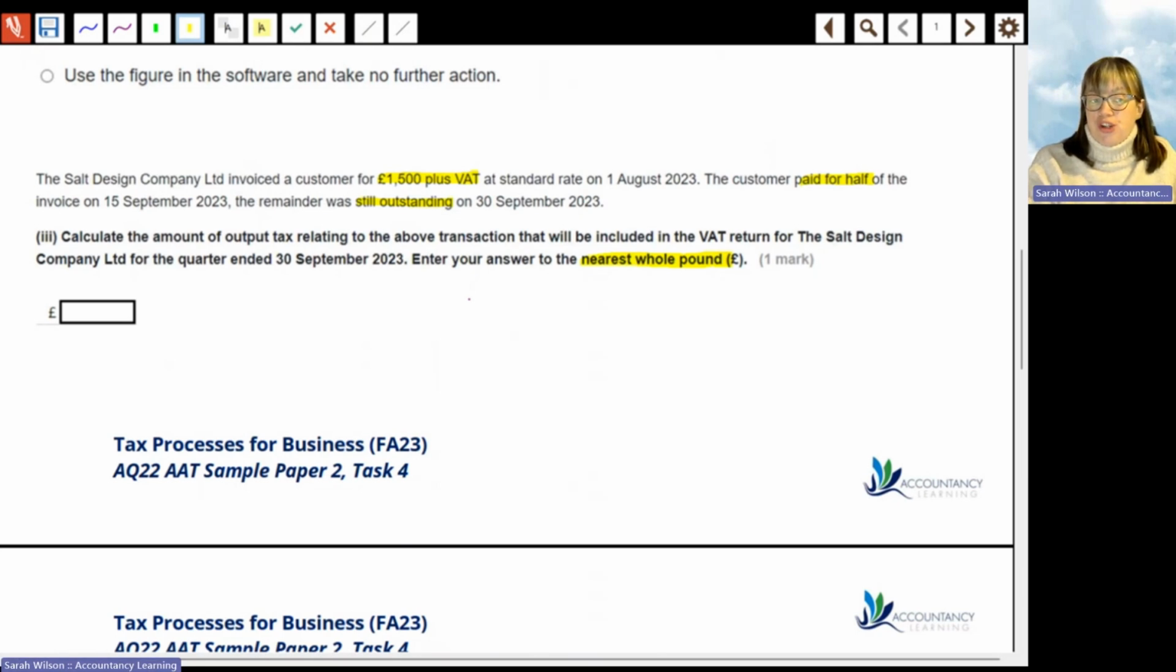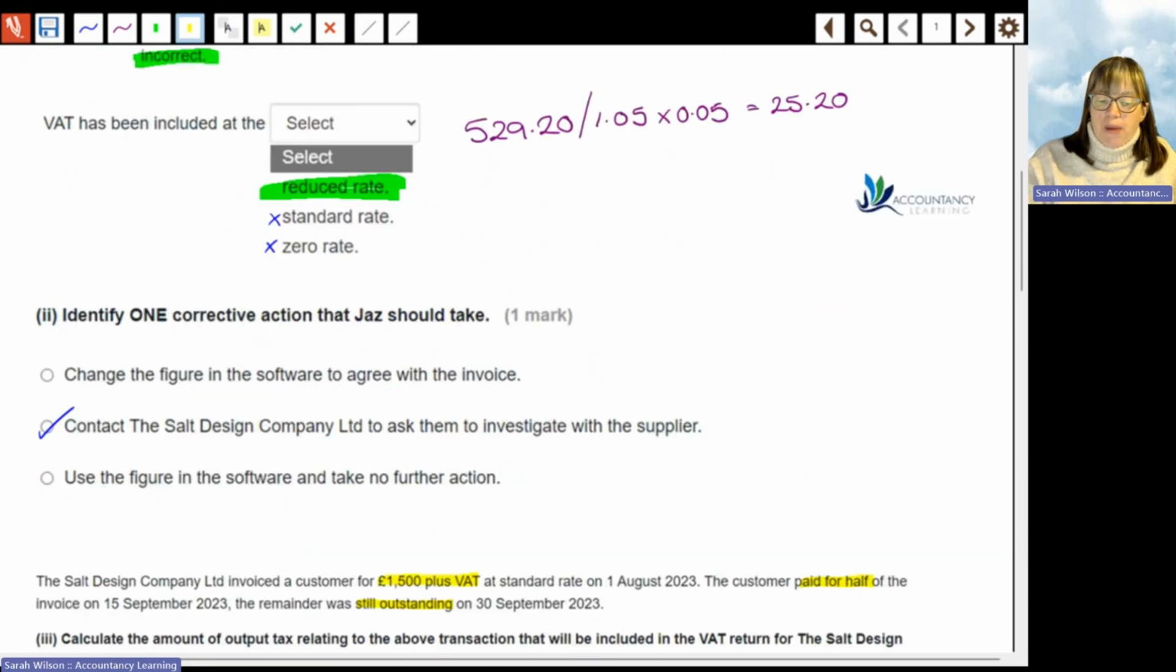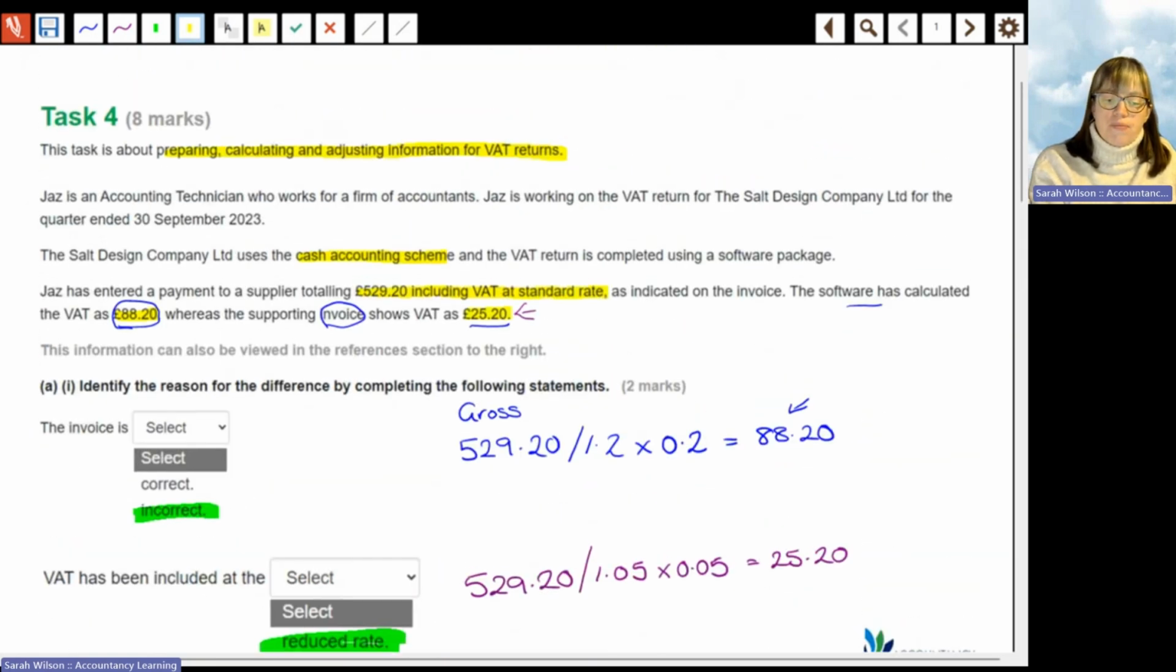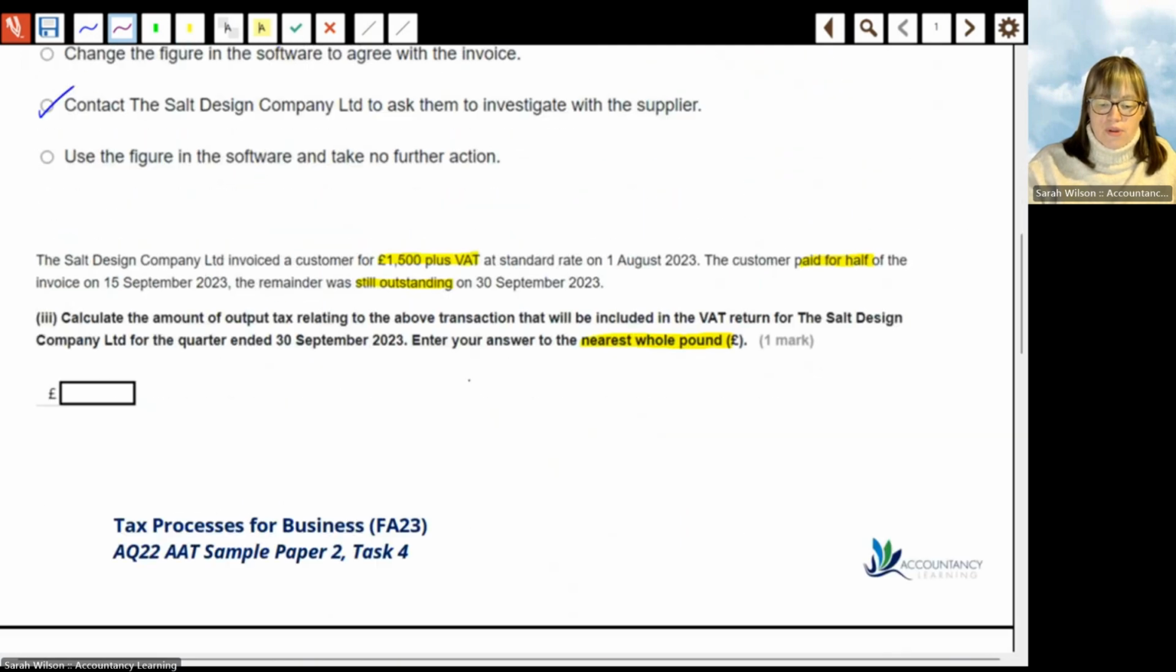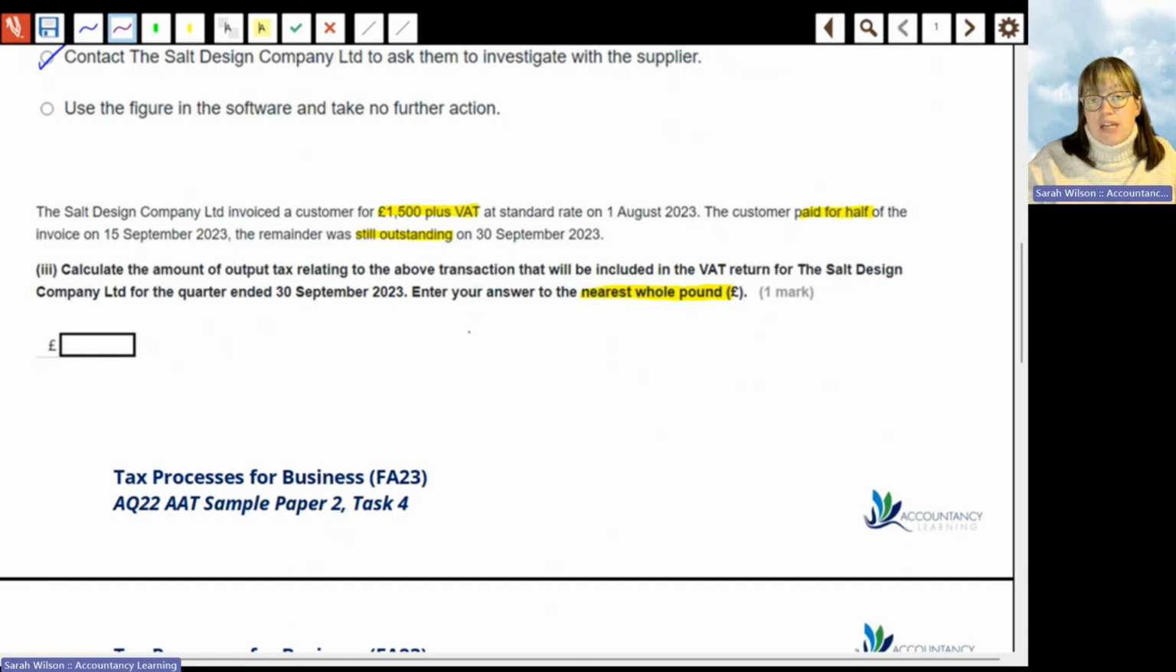So before we just jump in and start using standard rates and everything here, let's go back to the information we were given at the start, because we're told that they are on the cash accounting scheme. With the cash accounting scheme, it means they don't pay over any output VAT until the cash has been received by customers. So because the customer paid for half of it on the 15th of September, that's the only amount that we need to pay to HMRC.